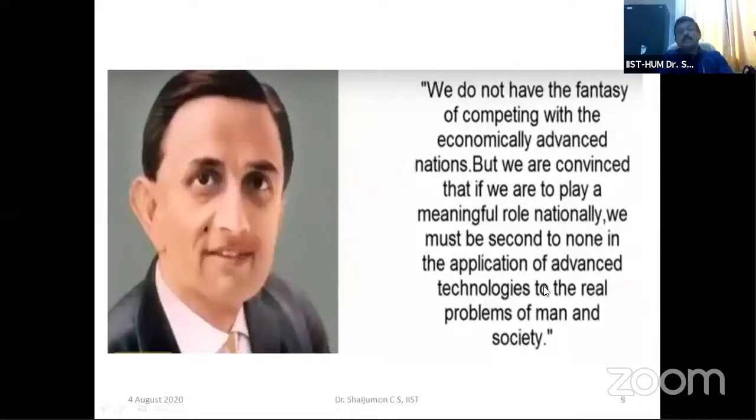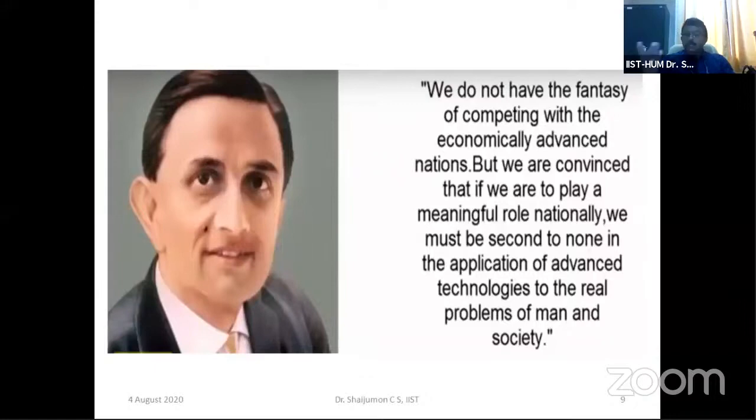So a little bit about that Indian space story. You see this person, Dr. Vikram Sarabhai, he is the father of the Indian space program. What did he say about the space program? We do not have the fantasy of competing with economically advanced nations. Our space program is not for competition with other countries, many other countries do.